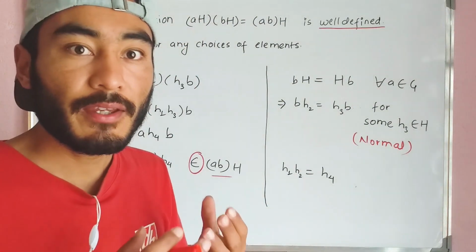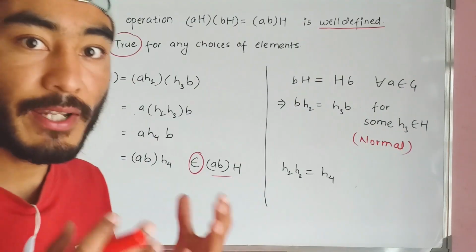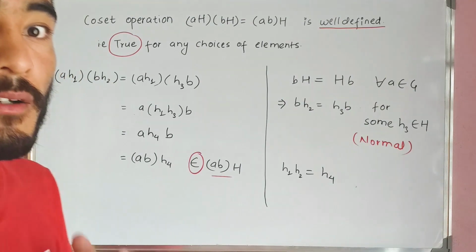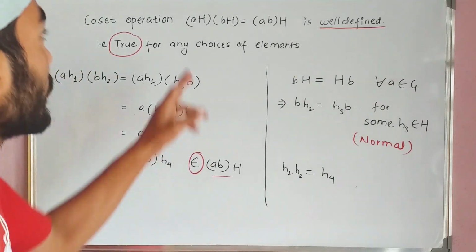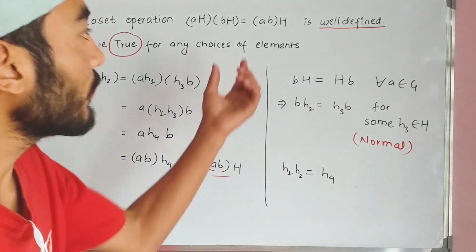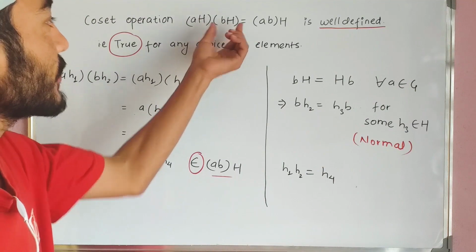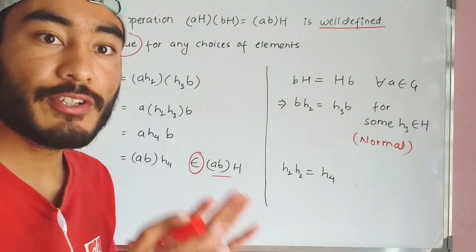Now aH and bH are sets, and a set can have more than one element. So we can have more than one element to choose from these sets for the operation, and this operation is well defined means no matter what elements we choose from these two sets, the operation is always true.